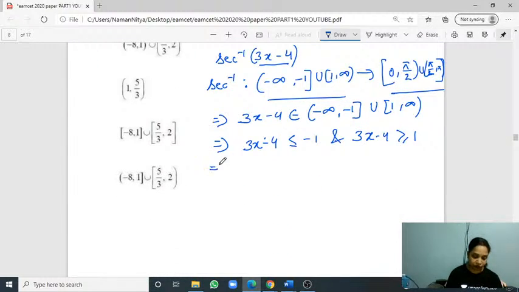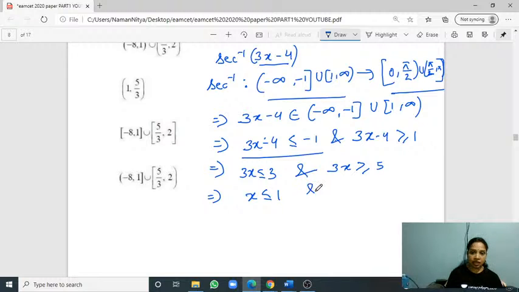So I can say from here, if you solve the first part, obviously you are supposed to get x from here. So how will you get it? You will just add 4 throughout. So what will you get? 3x less than or equal to, adding 4 here, 3, and at the same time here also you do. Here adding 4, 3x greater than or equal to 5. So from here x less than or equal to 1 and x greater than or equal to 5 by 3.